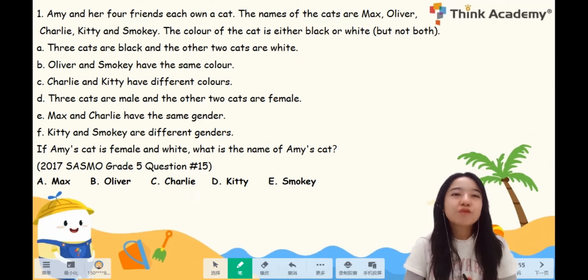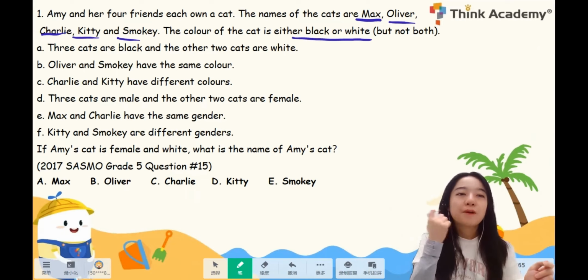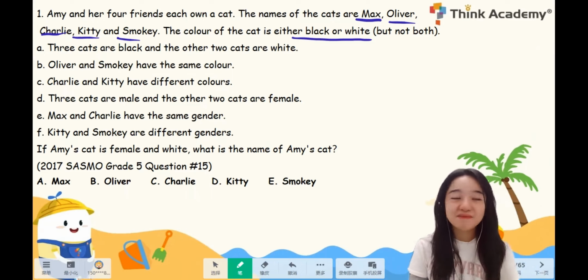Amy and her four friends each own a cat. The names of the cats are Max, Oliver, Charlie, Kitty, and Smokey. The color of each cat is either black or white, but not both. Of course, for the genders, it can't be female and male at the same time. The question doesn't tell us that in the conditions. This is hidden. Also, that is common sense.